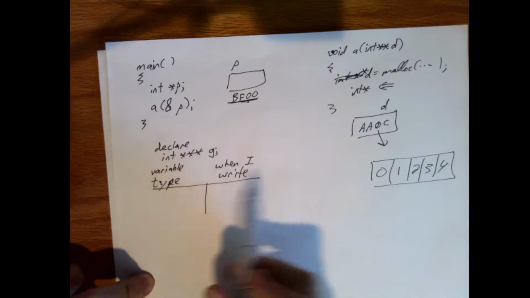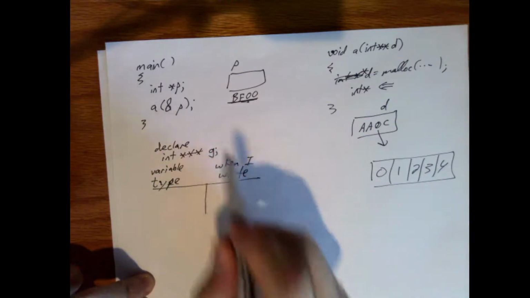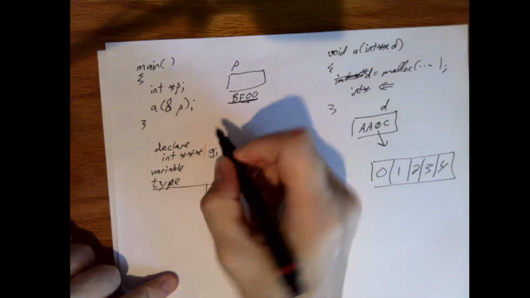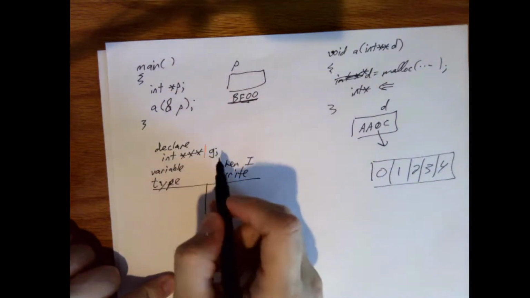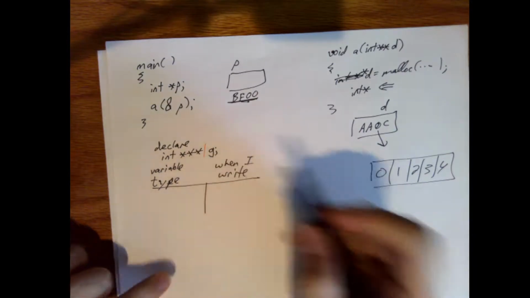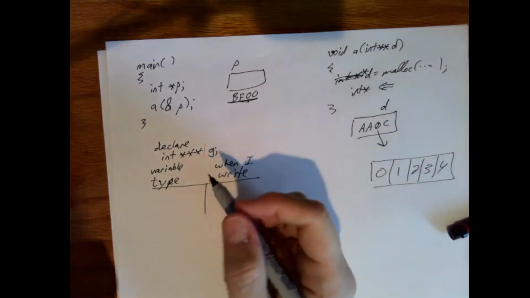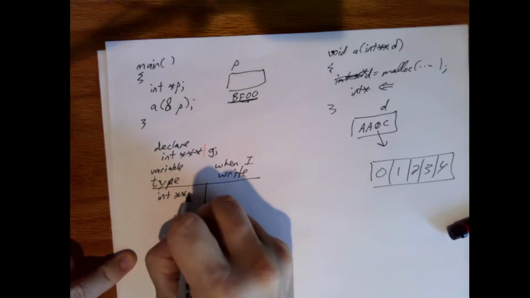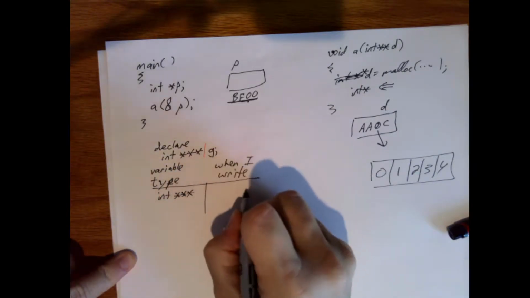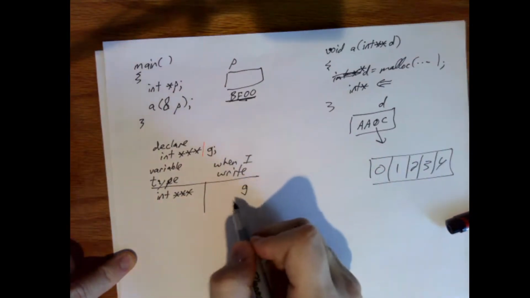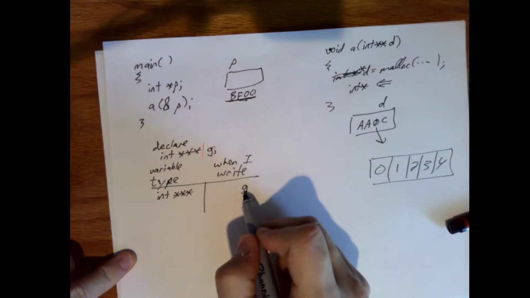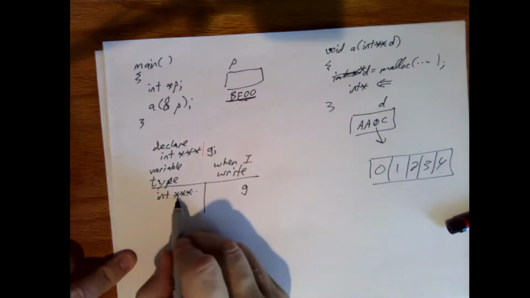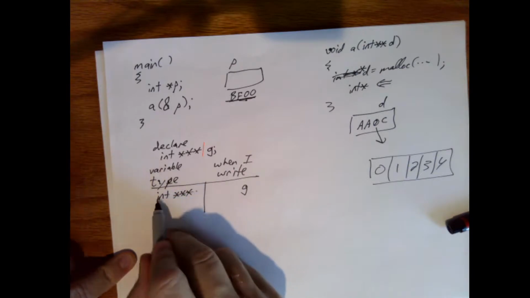Basically what I'm going to do is think about drawing a line between different parts of this. So if I do this right here, then over here I have int, star, star, star, and on the right hand side I have G. So what that means is that if in my code I use G with no stars, its type is int star star star, a pointer to a pointer to a pointer to an int.